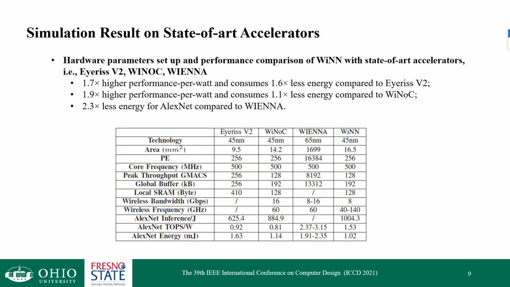Finally, we conducted a comprehensive comparison between different accelerators on AlexNet in this table. We normalized the hardware resources for fair comparison. We re-implemented Eyeriss v2 and WiNoC with 256 PEs, 500 MHz clock frequency, and 45 nanometer technology. When compared to Eyeriss v2, WiNN achieves 1.7 times higher performance per watt and consumes 1.6 times less energy. When compared to WiNoC, WiNN achieves 1.9 times higher performance per watt and consumes 1.1 times less energy, even with half of the wireless bandwidth. When compared with the wired mesh, WiNN achieves 2.3 times less energy for AlexNet.